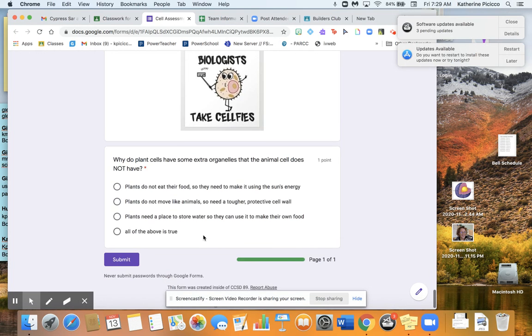Okay, one last question. Here we go. Why do plant cells have some extra organelles that the animal does not have? Plants do not eat their food, so they need to make it using the sun's energy. Plants do not move like animals, so they need a tougher, protective cell wall. Plants need a place to store water so they can use it to make their own food. Or all of the above is true. Why do plant cells have some extra organelles that animals do not?